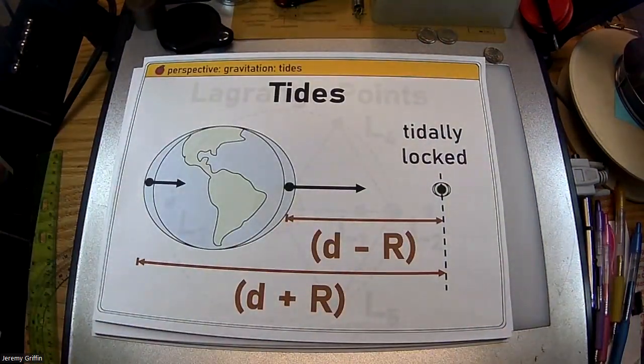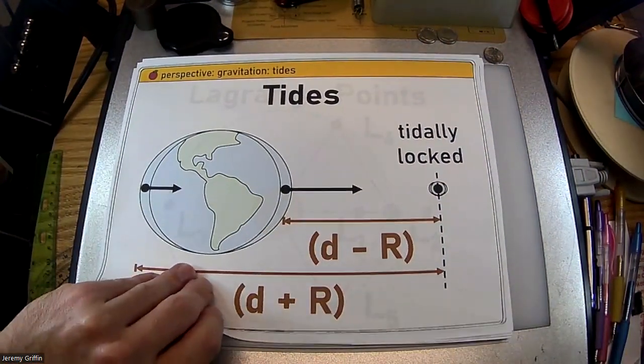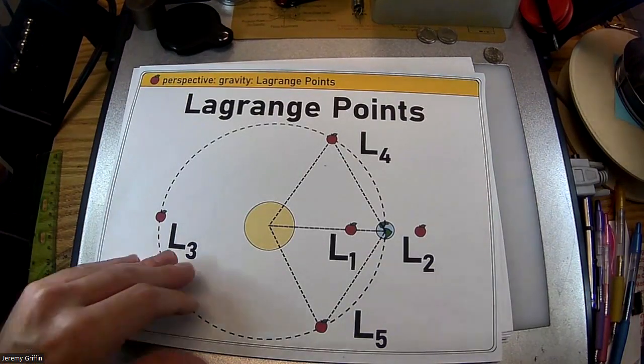Okay. Got some trivia here. So tides, they're not going to ask about. Lagrange points, they're not going to ask about. All right. So there you go. And yeah, we got about 1 minute to the bell. So here's your start review.